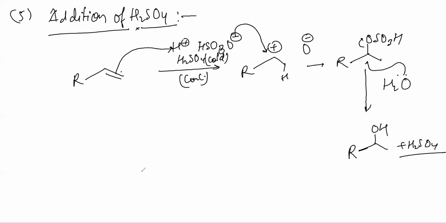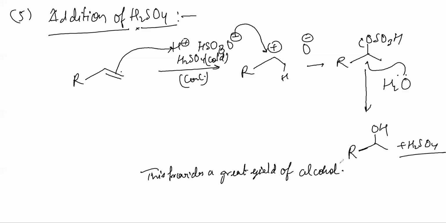Now this provides a great yield of alcohol, and it is one of the finest methods for preparation of alcohol. So how do we prepare it? We treat the alkene with H2SO4, and then whatever we get, we treat that with water.